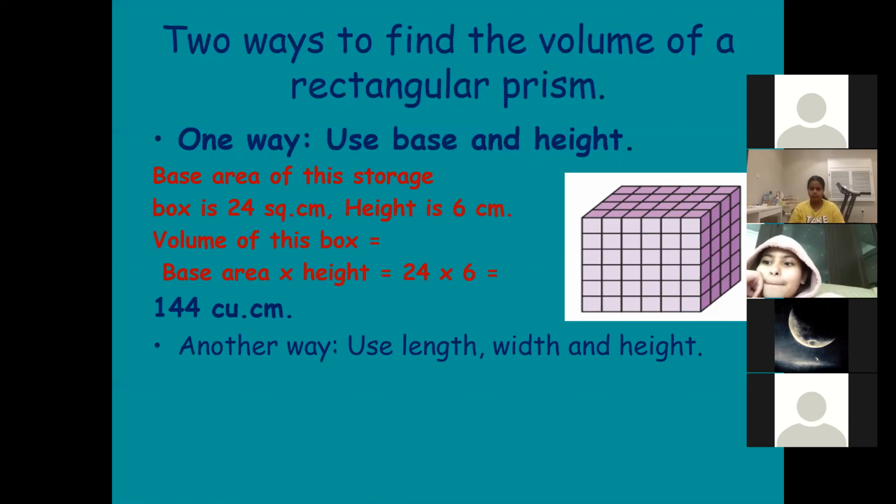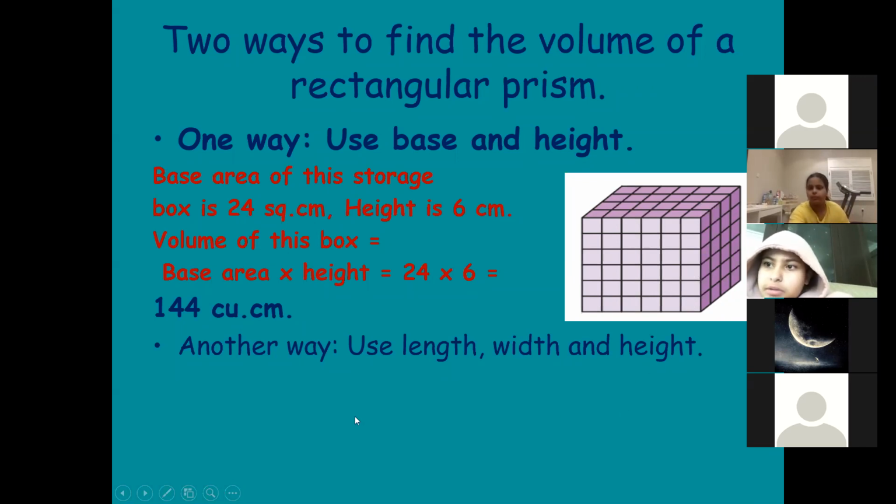Jury, please read. Another way: length, width and height. Yeah, you will use length, width, and height. Okay, what is the length of this prism? Count the cubes here. 1, 2, 3, 4, 5, 6. 6 centimeters. And what is the width? 1, 2, 3, 4. Yeah, that is the width. And what is the height? 6.